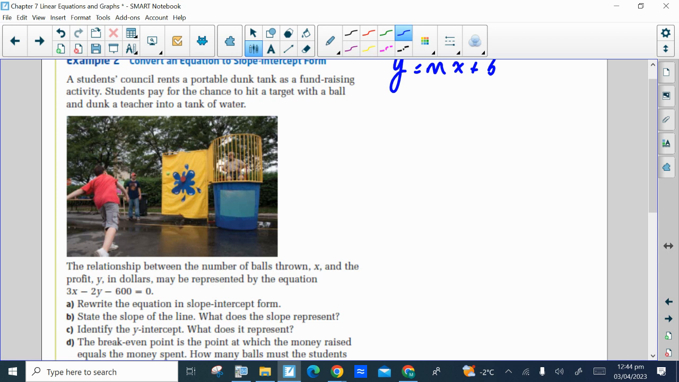So here's the next question. You wanted the next question, Princess? Here it is. Is this equation in slope-intercept form? Why not? You do not have y by itself. That is correct.